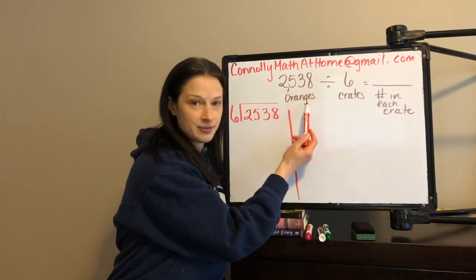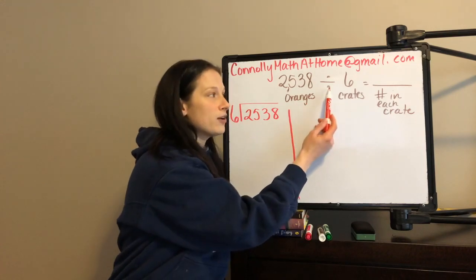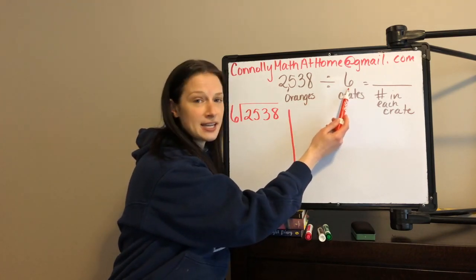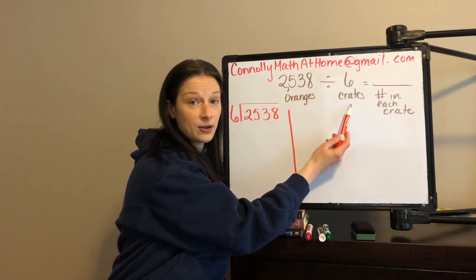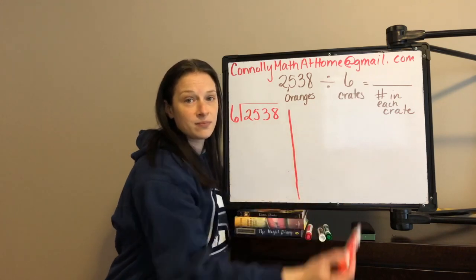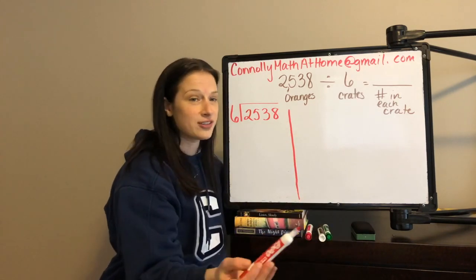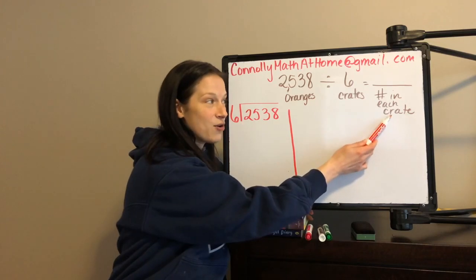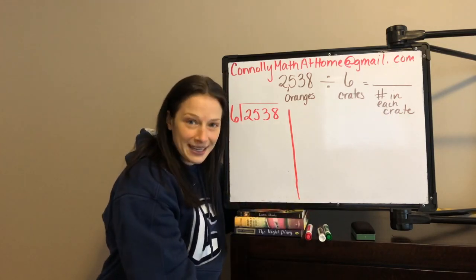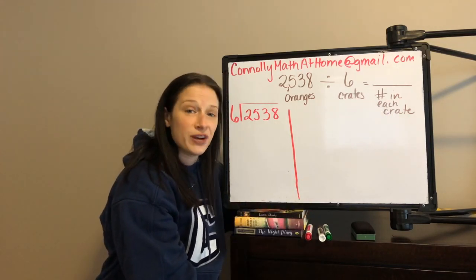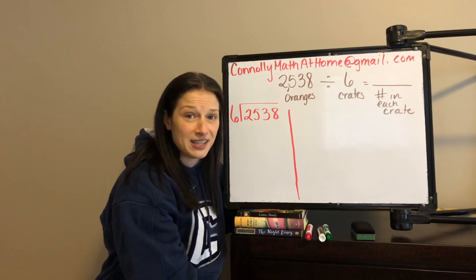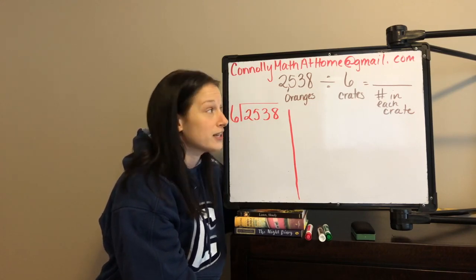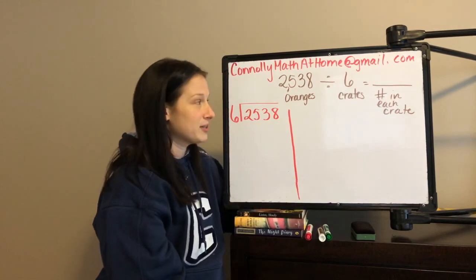2,538 oranges. That's a lot of oranges. We are going to be dividing them into 6 crates. A crate is a ginormous box that you can put oranges in or other stuff. And then I want us thinking about how many oranges are going to be in each crate. That's what our answer is going to be. That's what our quotient is in this situation. Quotient, that's what we get when we divide.